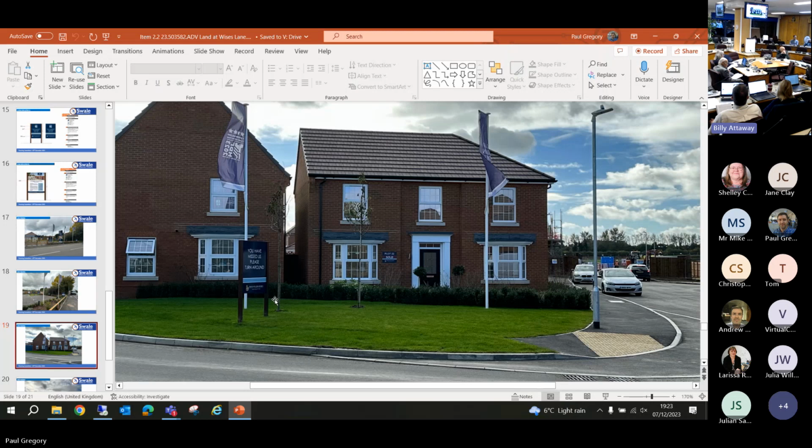And is there really a need for three at the other site?